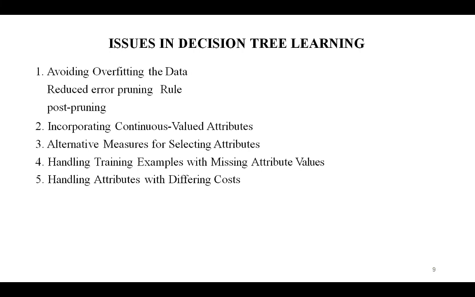Now let us see some of the issues in decision tree learning. There are several practical issues in learning decision trees, including determining how deeply to grow the decision tree, handling continuous attributes, choosing an appropriate attribute selection measure, handling training data with missing attribute values, handling attributes with differing cost, and improving computational efficiency. So these are some of the major issues in decision tree learning.